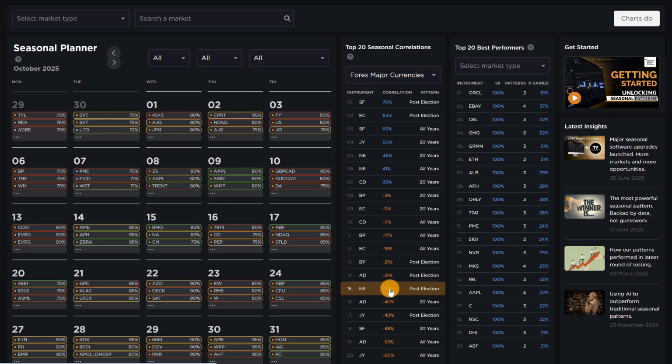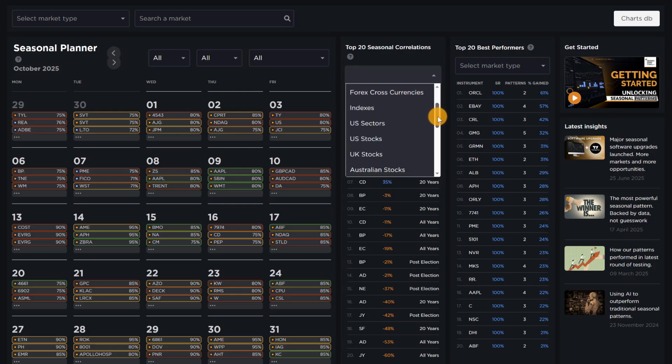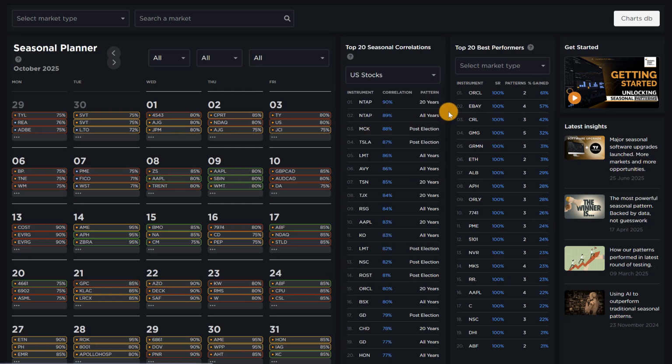If you want to look for seasonal opportunities, then it wouldn't be an asset class I'd be focusing on. If you want to trade currencies, there's going to be better seasonal opportunities in the markets that are actually following those patterns. So I'd be focusing on Swiss franc, euro, Japanese yen, Kiwi, and CAD. But it's a case we can find the markets that are following seasonal patterns.